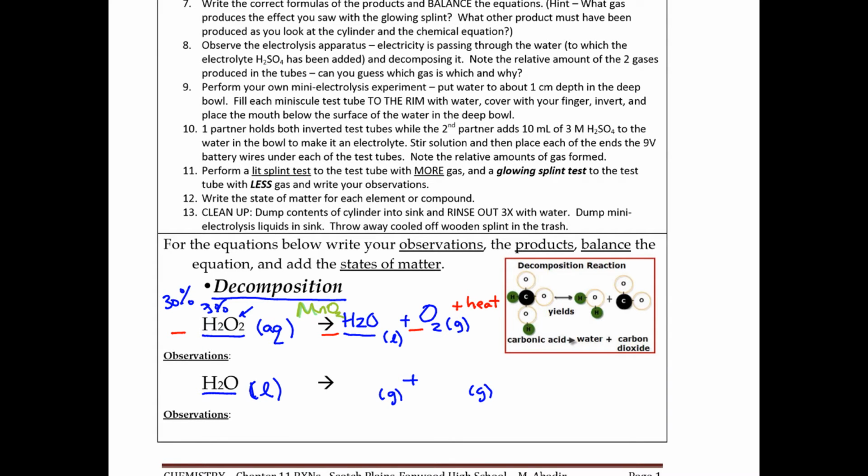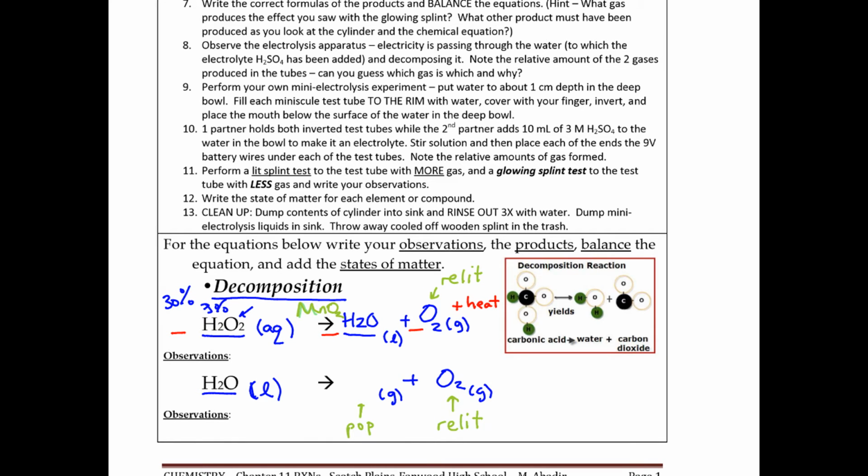So, you know what I want to do is actually I want to write down what the test was for here. So this relit the splint. One of these gases over here did a pop, and the other gas did a relight as well. So it relit the splint. So if it relit the splint, you know that's oxygen, the glowing splint relit. And a pop is like a mini explosion.